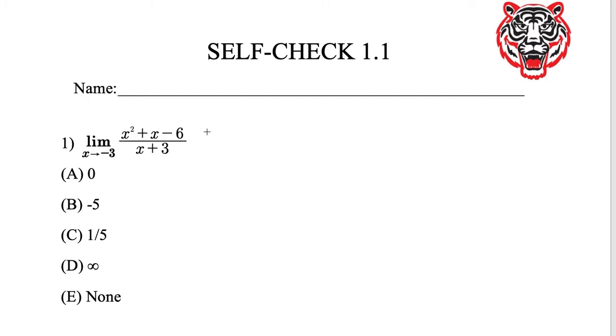-3 squared is going to be -3 quantity squared. I'll just write out my work so you can see what's going to happen. I'm going to add that to -3, then I'm subtracting 6. All that's going to be divided by -3 plus 3. -3 squared is 9. 9 minus 3 minus 6 is 0, and 0. This is called the indeterminate form.